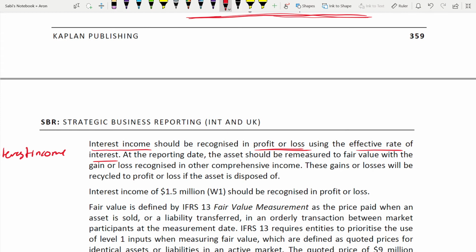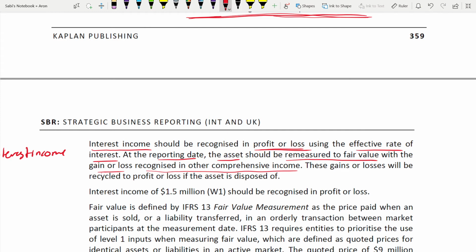So at the reporting date, that means at the year end. You can even mention the date also if you don't want to say the reporting date. But in the answers, it's written at the reporting date. That means 31st May 2007. The asset should be remeasured to fair value, with the gain or loss recognized in other comprehensive income. Remember, gains and losses, because changes in fair value will go to other comprehensive income only.